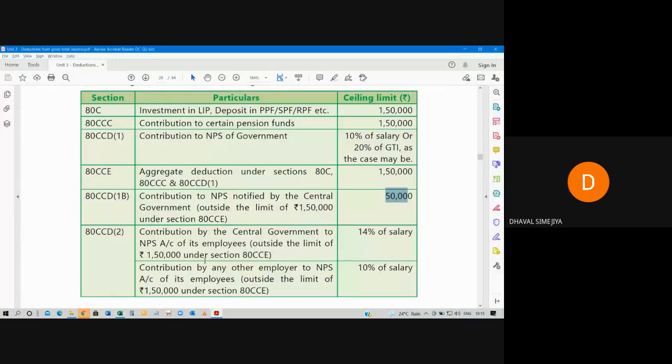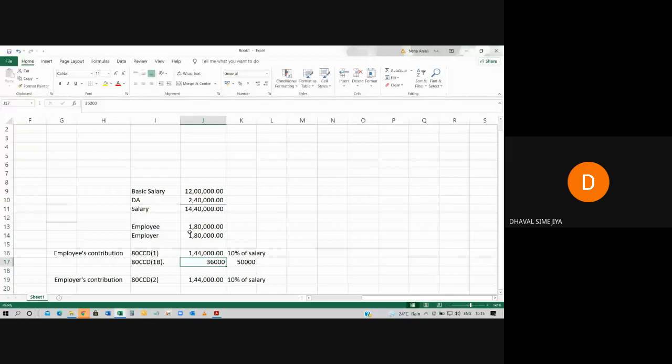And section 80CCD subsection 2, it means employer's contribution. So we have discussed that 1,80,000 is employer's contribution. So out of 1,80,000, 1,44,000 rupees will be available. Now I know one more doubt will be there. Sir, here we consider 15% of 12 lakh, and here we are considering 10% of 14,40,000. Why is it so?